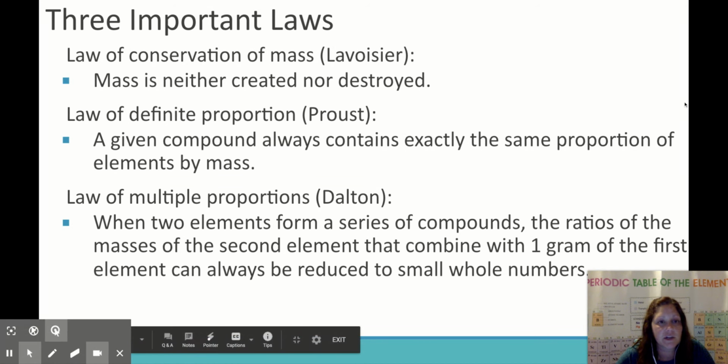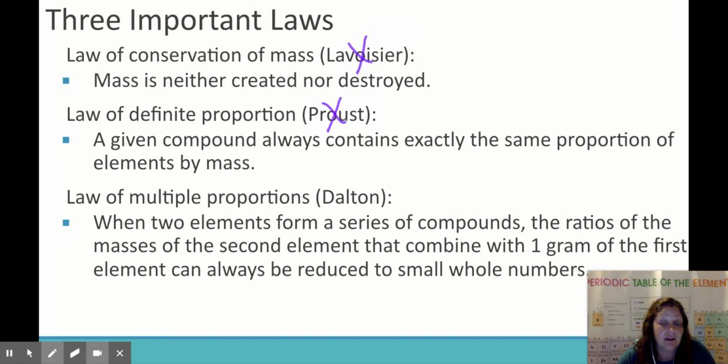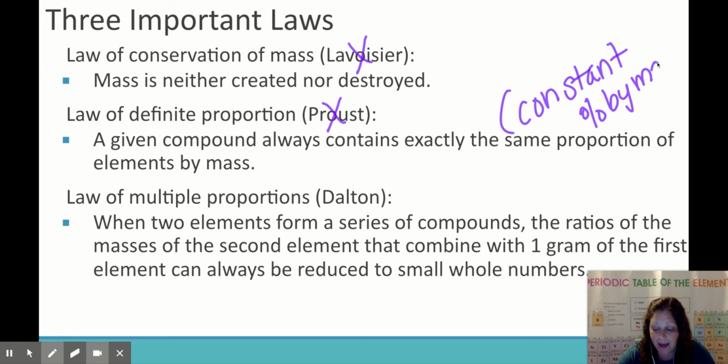So these things that we're going to talk about would be the law of conservation of mass, which says that mass is neither created or destroyed. You don't need to know the name, but it was Lavoisier. Law of definite proportion, which again, you don't need to know the name, but Proust was credited with this. Any given compound always contains exactly the same proportion of elements by mass. So this would mean that every compound has a constant percent by mass, which will help us in the next chapter because we will be doing certain things where you analyze percent by mass to figure out what compound was present.